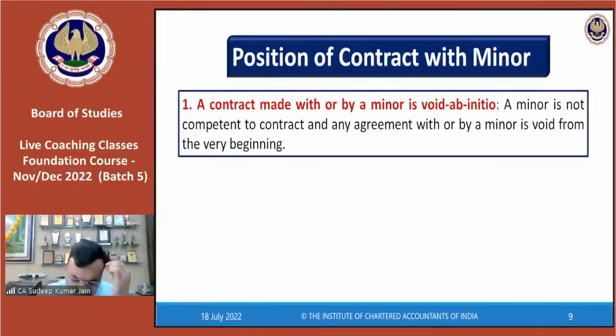In the first lecture, some of you have asked what is the meaning of void ab initio. So meaning of void ab initio means void from very beginning. Initio means initiation. Listen, when you are thinking about contract, it means there must be two parties, and if one party is minor, the contract is void from the beginning. सोचते बेकार है, contract void है. That is, contract void from very beginning. A minor is not competent to contract, and any agreement with or by a minor is void from very beginning.